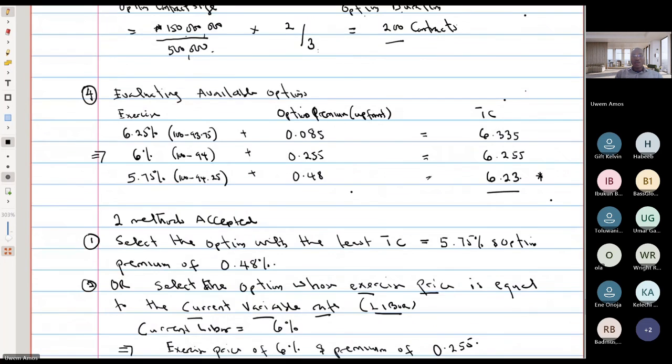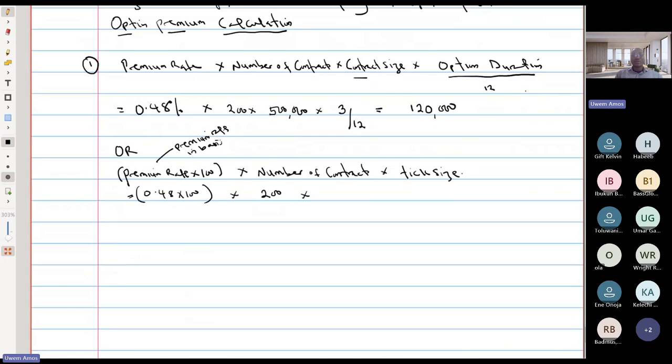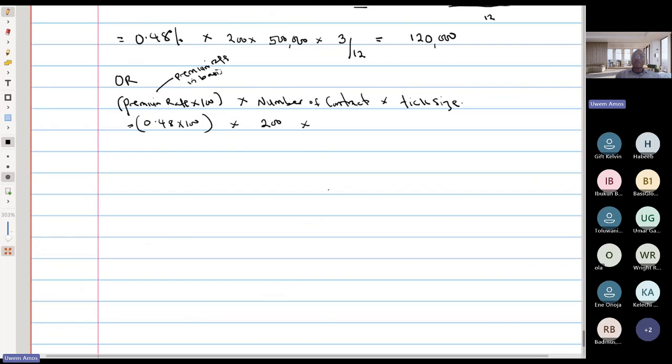12.50. So what do we have? Do we have 120,000 as well? I think we should. So 0.48 multiplied by 100 gives us 48. Multiplied by 200 gives us 9,600. Multiplied by 12.5 gives us 120,000.